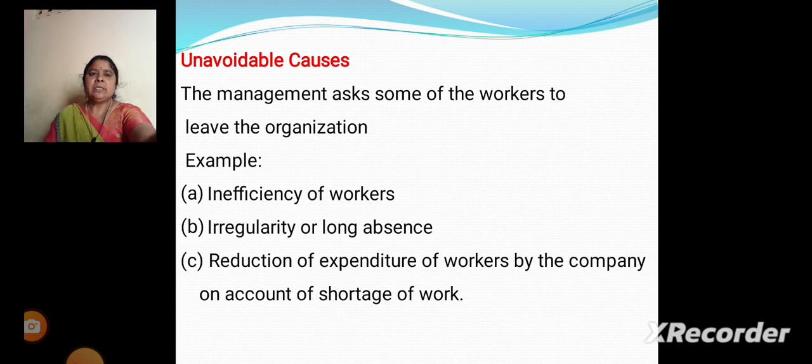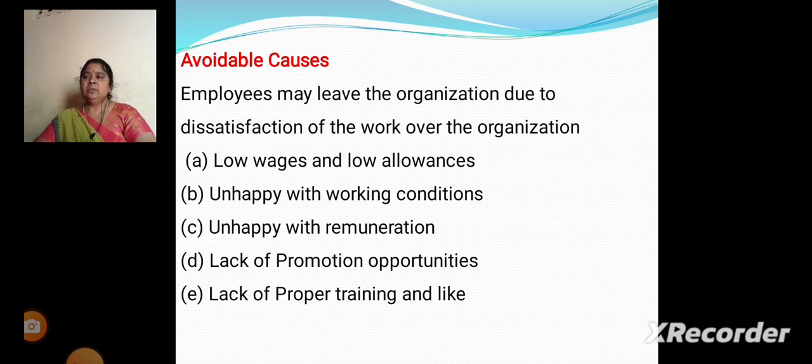Next one is avoidable causes. Some of the employees may leave the organization due to dissatisfaction with the work or the organization. It includes low wages, low allowances, unhappy with working conditions, unhappy with remunerations, lack of promotion opportunities, lack of proper training and the like. So these are the causes for labor turnover.